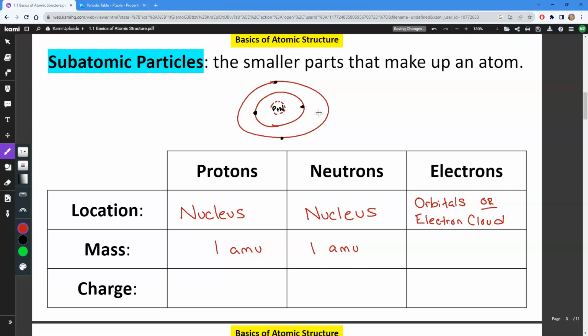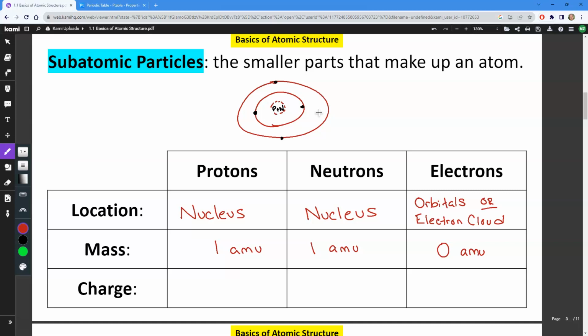Now, electrons are so much smaller than protons and neutrons, like a lot smaller. So for the purposes of our class, we're going to say that they don't have mass because it is so small. It would be like if you stood on a bathroom scale and it read 150 pounds. If you picked up a grain of rice while standing on that scale, it would still read 150 pounds because that grain of rice is so small and so insignificant compared to you that it doesn't really matter. So think about electrons that way.